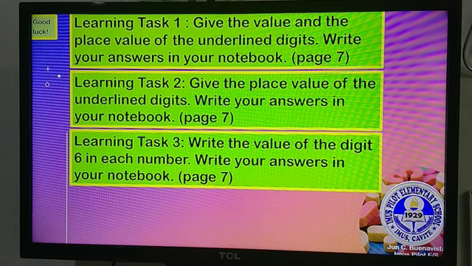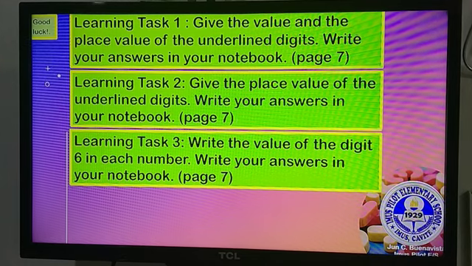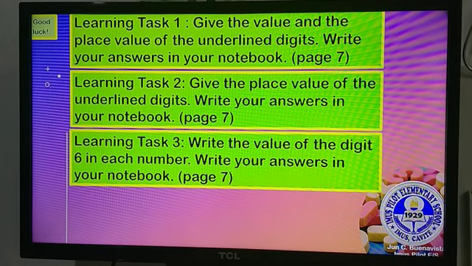Write your answer in your notebook. So hanapin mo yung 6 sa bawat number. Then bibigyan mo kung ilan ang value ng 6 dyan. Ang 6 lang ang bibigyan ng value.